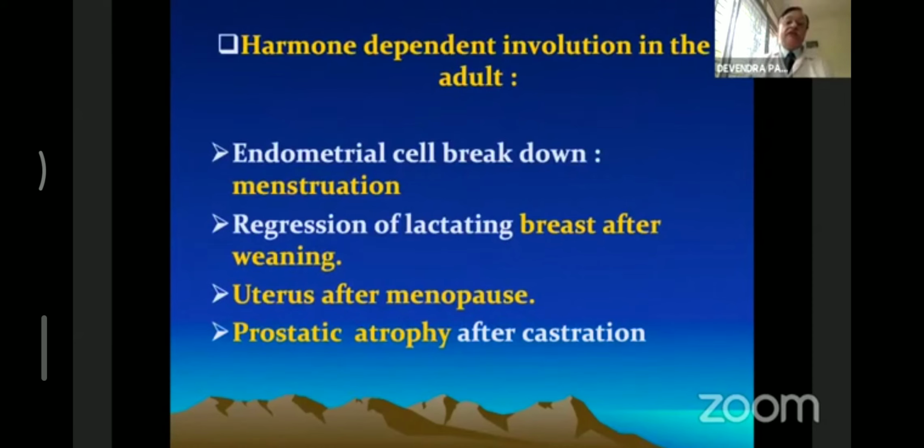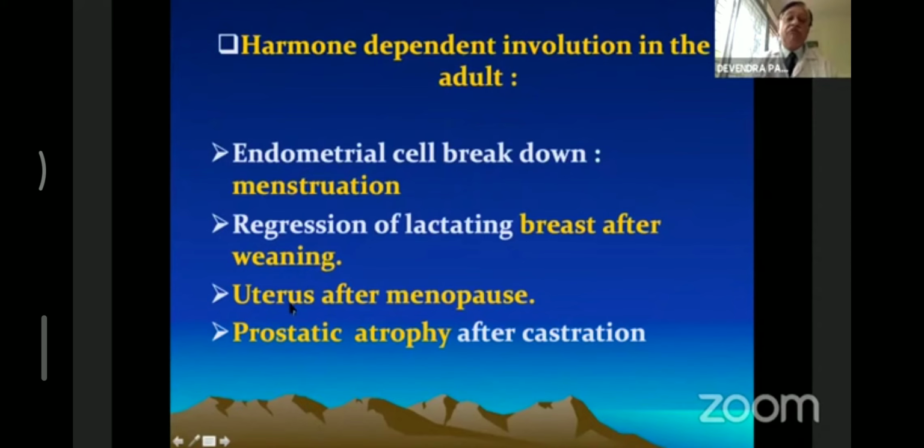Second heading is hormone dependent. Basically, menstruation at the end of the menstrual cycle. Why does the endometrium shed? Because of apoptosis. Breast, after the feeding of the child is over, after the child has grown, after the weaning has occurred, the breast will shrink again because of apoptosis.